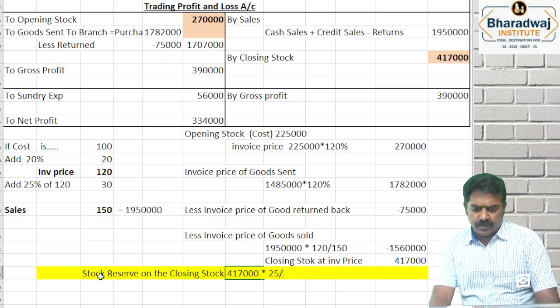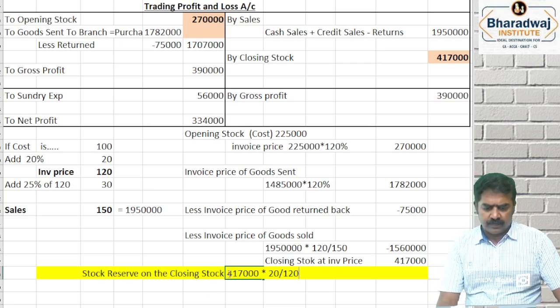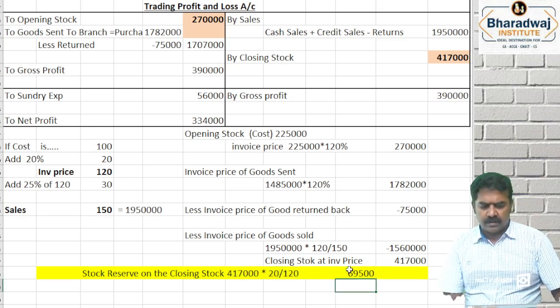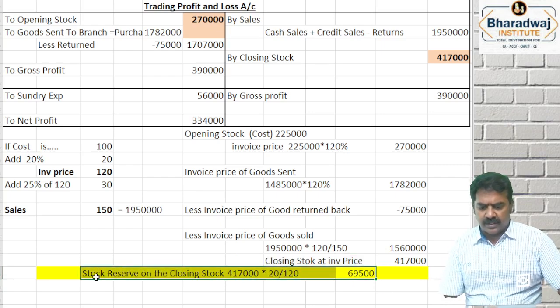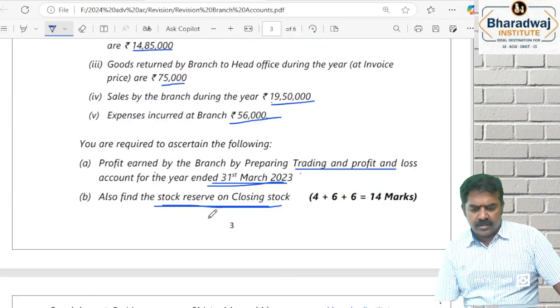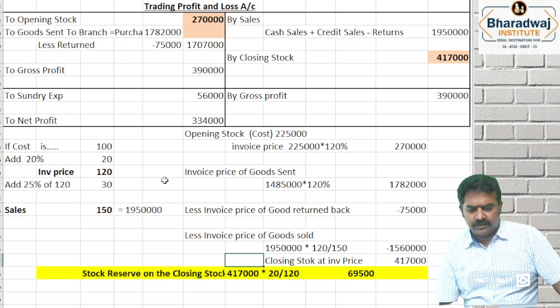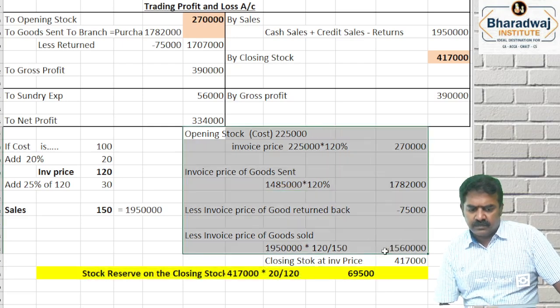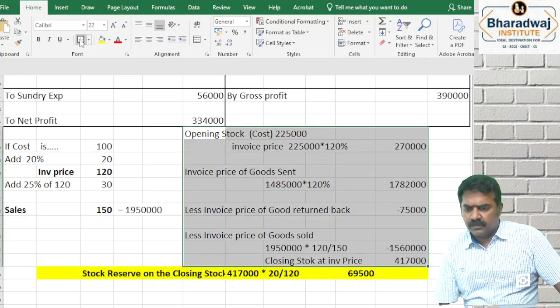25 by 125, or 20 by 120. What is the amount? 69,500. That is the next question they ask: stock reserve on the closing stock. Take it up.